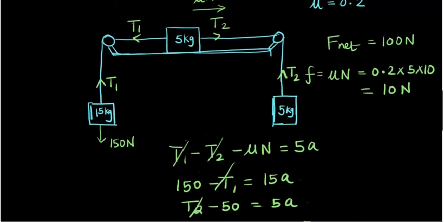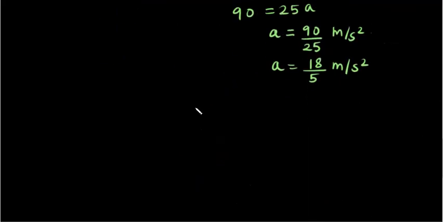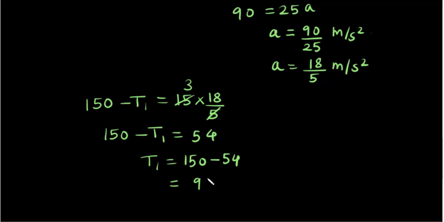Now what will be the tension? So T1 we will find out. Using this equation we can find out T1. 150 minus T1 is equal to 15 times A. A is 18 by 5, so this will become 5 into 3. This will be 150 minus T1 equals 54. Now T1 will become 150 minus 54, which is 96 Newton. So this T1 will become 96 Newton.